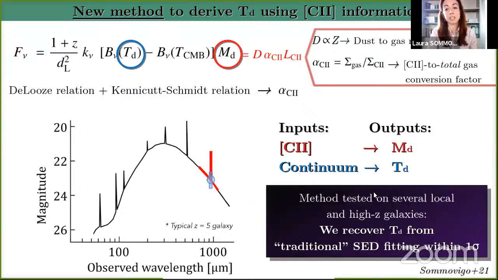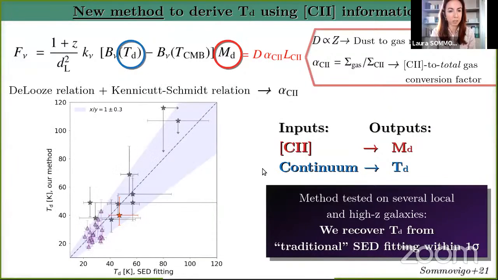This method has been tested on several local and high-redshift galaxies, and in all cases, we recover the same dust temperature obtained with traditional SED fitting within 1 sigma. Here is a summary plot of our tests. On the y-axis, you see the dust temperature derived from our method, and on the x-axis, that derived from SED fitting. And you can see that in all cases, the data points lay within the area around the bisector plus minus a 30% uncertainty, meaning that our method works really well.